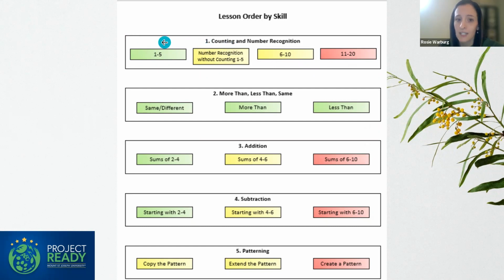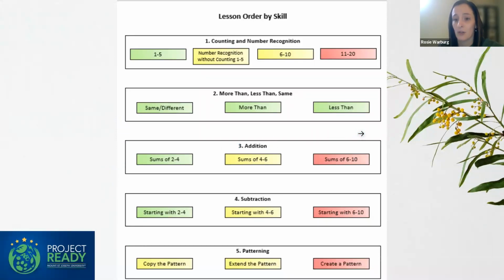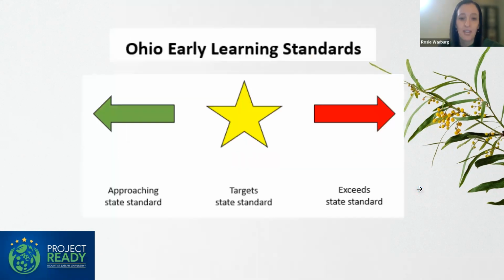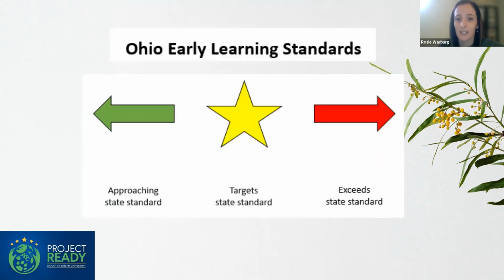So after counting and number recognition, we have more than, less than, same. We have addition, subtraction, and patterning, again with sub-skills going across that also advance in difficulty or challenge level. So those colors that you saw, I'll flash back to it there. You see the green, yellow, and red going across in the sub-skills.